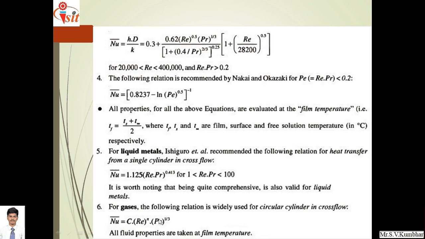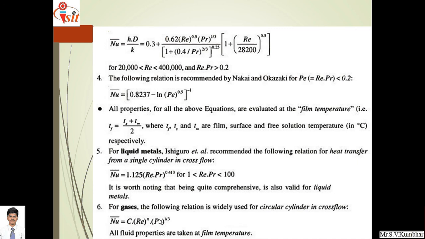So, one of the relations recommended by Nakai: the Peclet number is equal to Reynolds number into Prandtl number. For Peclet number less than 0.2, Nusselt number is equal to 0.8237 minus ln Peclet number raised to 0.5, the whole raised to minus 1, and here all the properties are evaluated at mean film temperature, that is Tf is equal to Ts plus T infinity divided by 2.